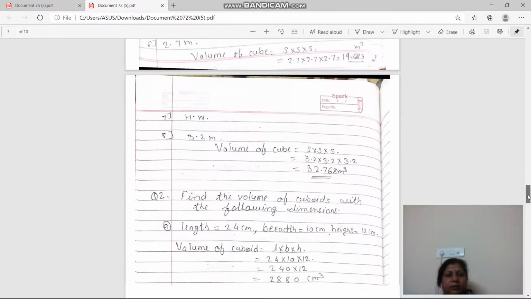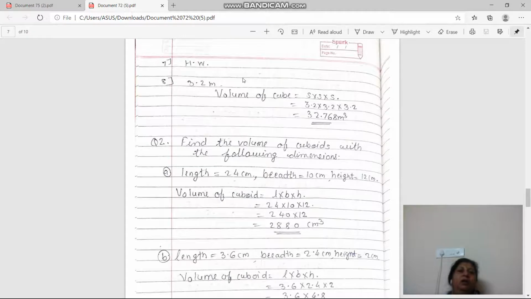Next. 3.2 is the side. So volume of cube is equal to side into side into side. 3.2 multiplied by 3.2 multiplied by 3.2, we get 32.768 meter cube. Okay.